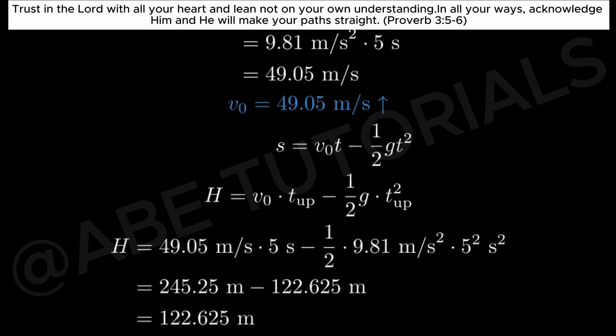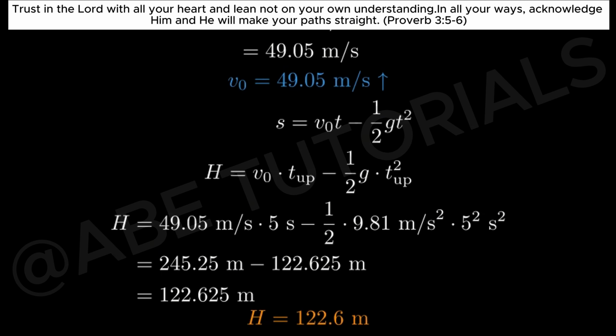h equals 49.05 meters per second times 5 seconds minus 1/2 times 9.81 meters per second squared times 5 seconds squared. h equals 245.25 meters minus 122.625 meters. h equals 122.625 meters. So the stone reaches a maximum height of approximately 122.6 meters.